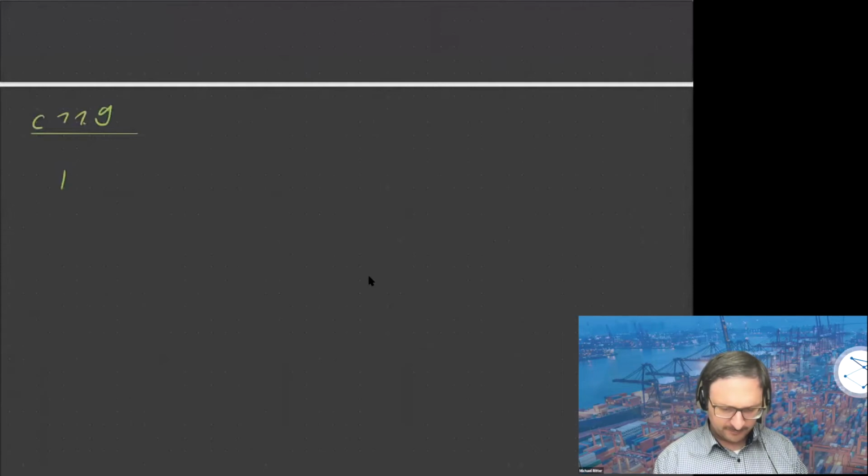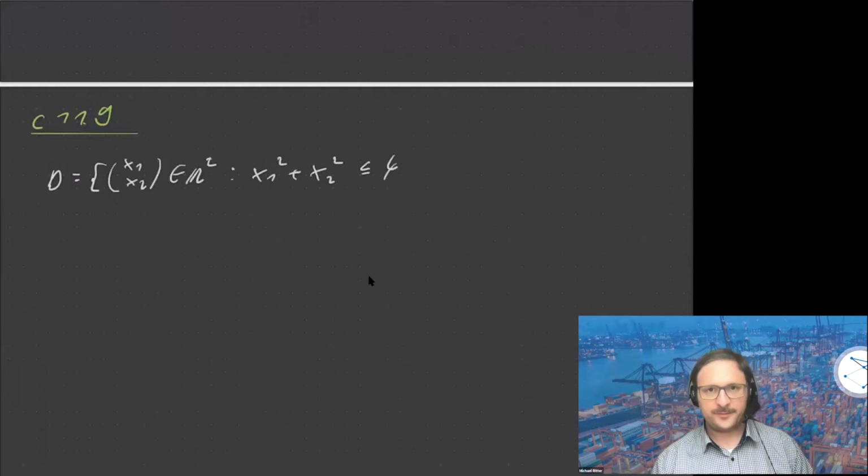D is given as all points x1, x2 in R2, where x1 squared plus x2 squared is less or equal to 4, which is 2 squared. So remember, you can describe a disk or a circle by the equation x1 squared plus x2 squared equals radius squared. So if the right-hand side is 4, that means the radius is actually 2. And this is the domain that we want to integrate over.